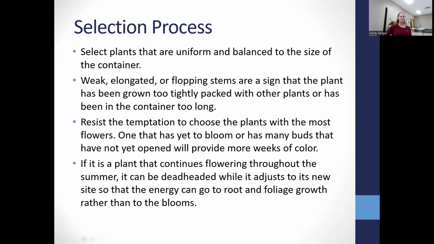You don't want to select plants that are weak, have elongated stems because they've been sitting in the wrong place, or have floppy, broken stems. Just make sure you inspect the plants, look underneath. A lot of times in the garden centers, you'll see plants that have bugs all over them. You don't want to buy those plants, and you might want to let the garden center person know, hey, come here and look at these. They're covered with aphids. They should not be sold.